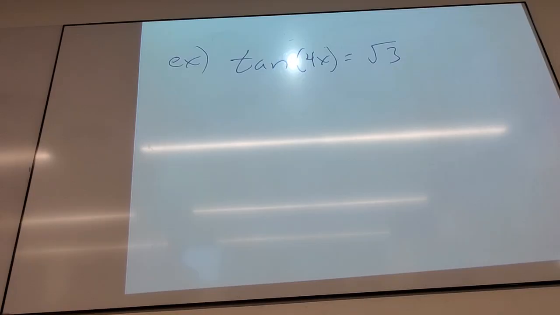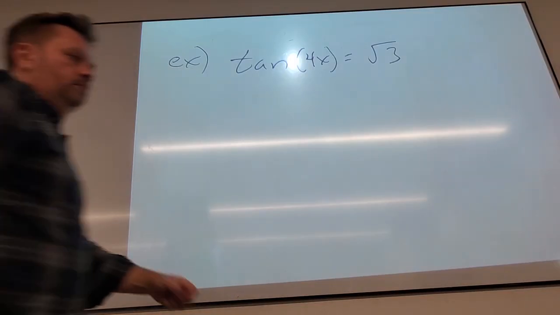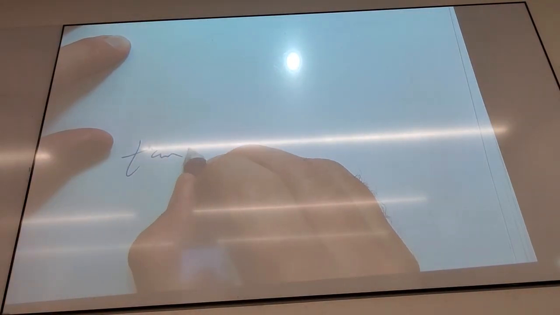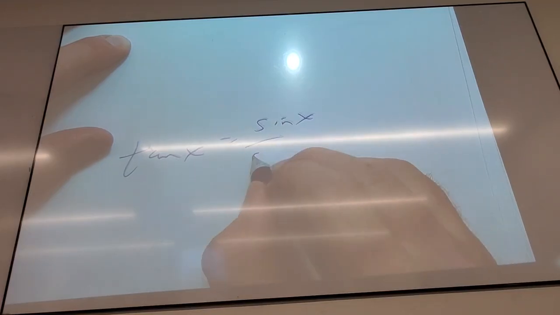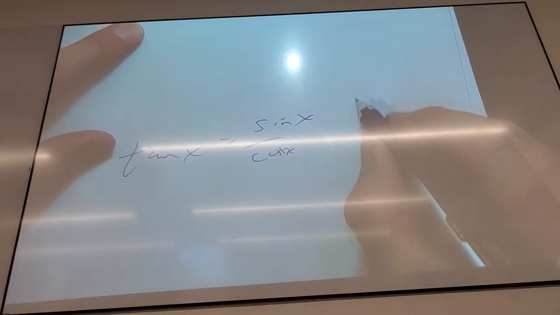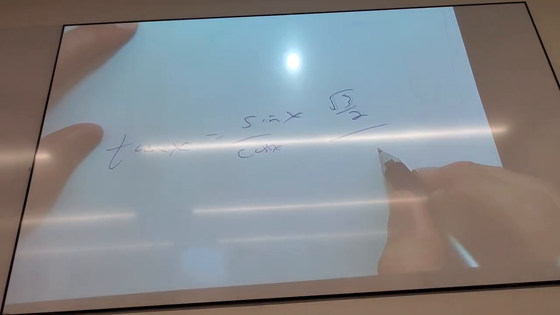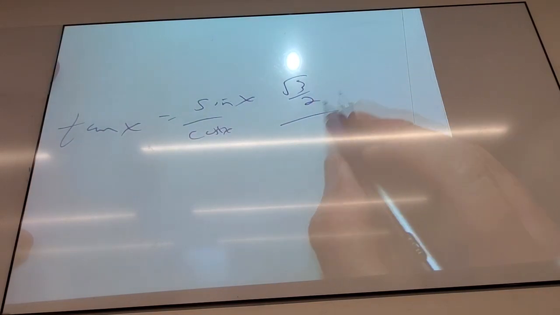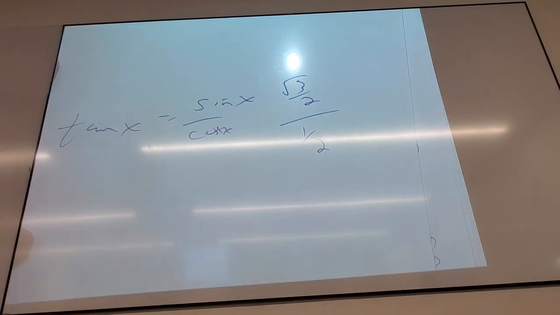Rad 3 over 3? Rad 3. Let me show you real quick. Tangent is sine over cosine. If sine is rad 3 over 2, what's cosine? I love this question. If I'm in first quadrant, if sine is rad 3 over 2, cosine is 1/2, yes? You guys cool with that? The 2's cancel, rad 3, yes?